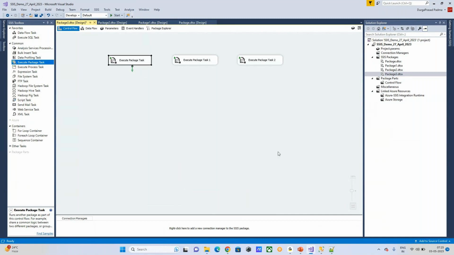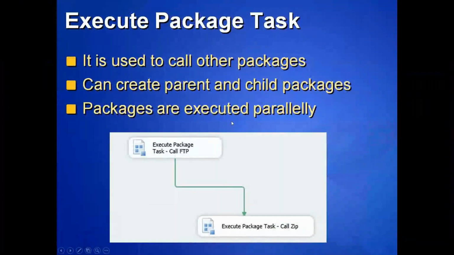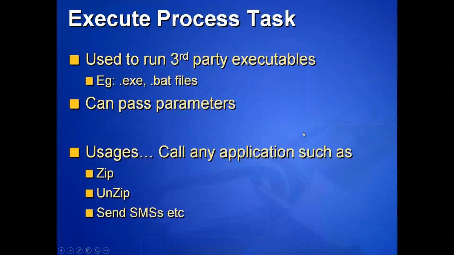No issues while doing the example. Okay, clear what is the execute package task? It is used to call other packages. So, the execute process task: it is used to run third-party executables, for example .exe files and .bat files. You can pass the parameters. Usages of this execute process task: call any application such as zip, unzip, send SMS, etc.